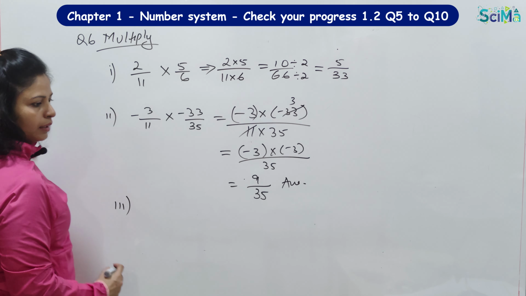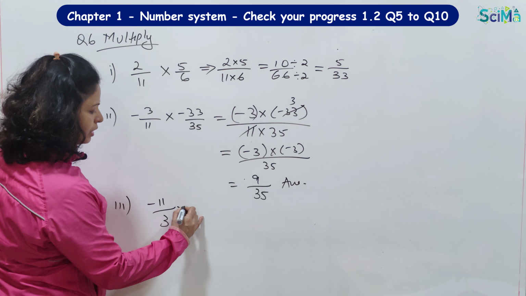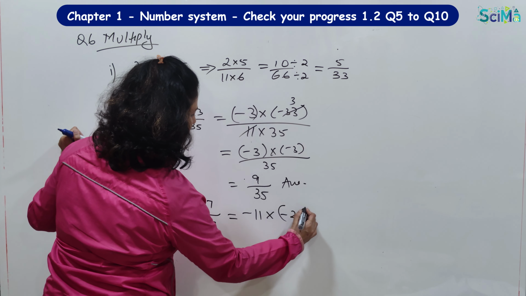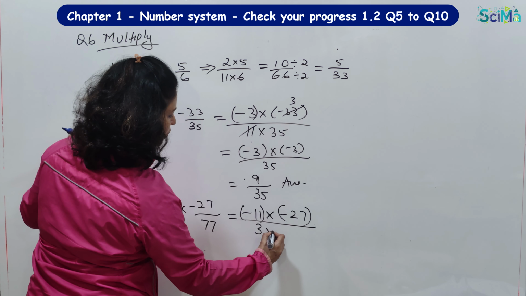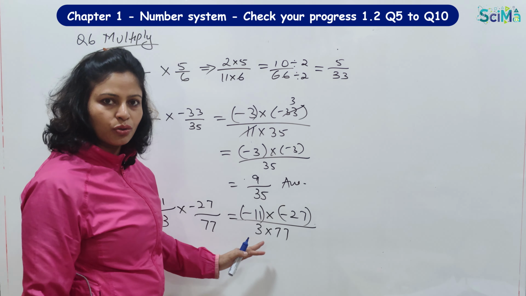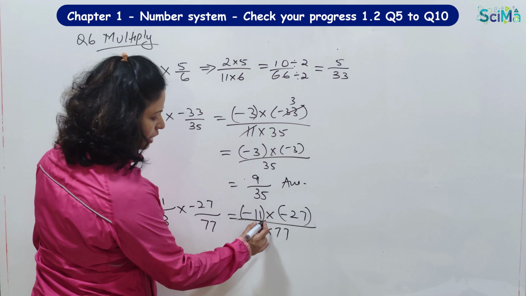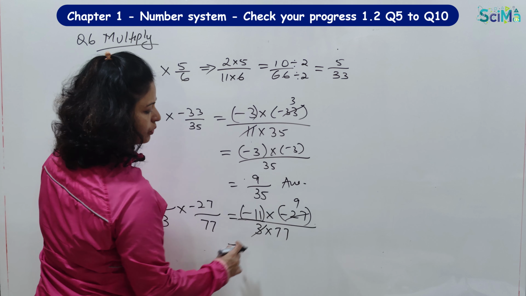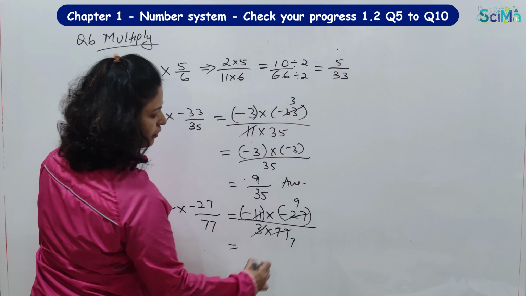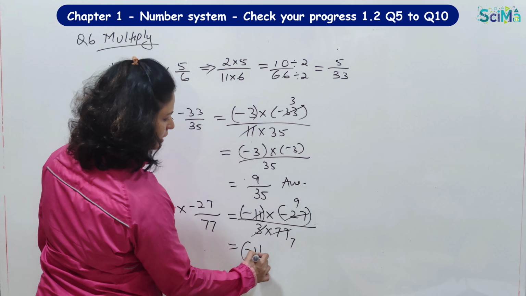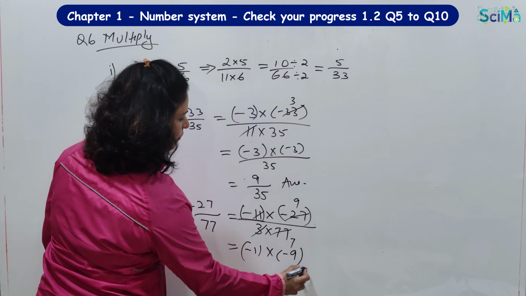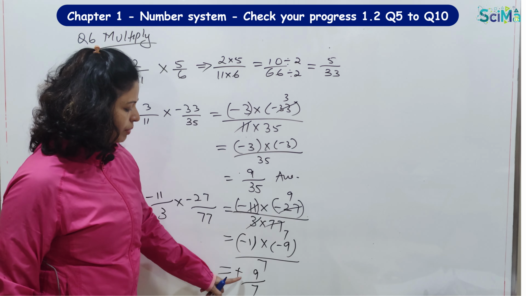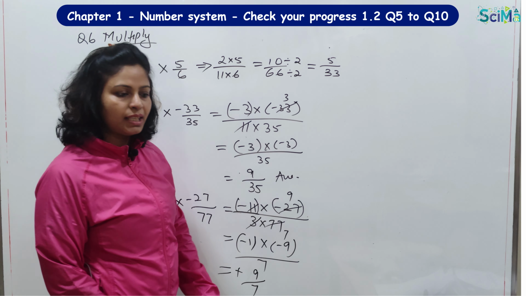Okay. Third one, minus 11 by 3 into minus 27 by 77. So multiply the numerators, 3 into 77. So always write the negative number in bracket so that you don't get confused with the sign when you are doing the operation. So here see, 3 you can cancel with 27. 3 9s are 27 and 11 7s are 77. So you are getting here minus 1 is left here, minus 9 is left here, and in the denominator 7 is left. So this is minus 1 into minus 9 is plus 9 by 7. So you get the answer plus 9 by 7.